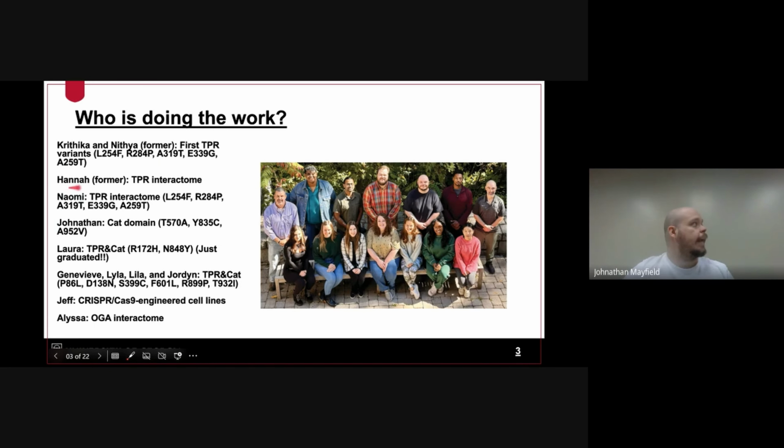From there, Hannah in the lab, a graduate student, worked on characterizing what proteins were interacting with the TPR domain of OGT. That work has been continued by Naomi, specifically looking at some of these variants, these mutations in OGT, to see what is changing in terms of what proteins are interacting. The work that I've been doing since I've joined is characterizing these 3 new variants or mutations of OGT. Those are all located in the catalytic domain. Again, I'll talk about what those 2 domains are on the next slide.